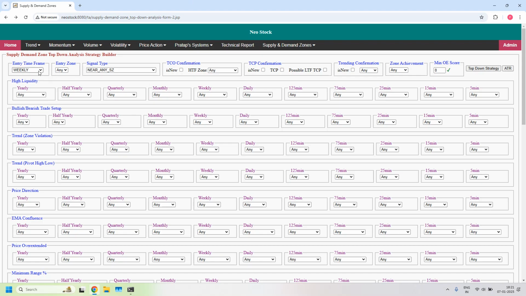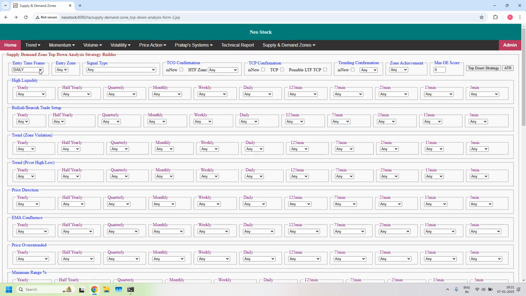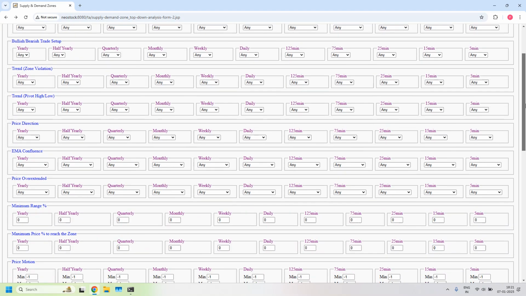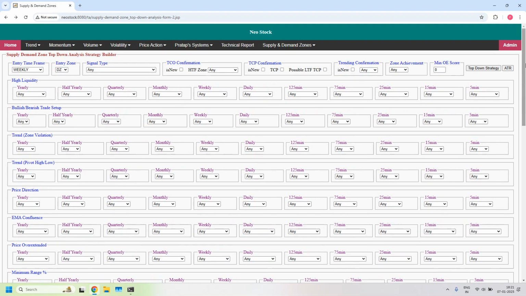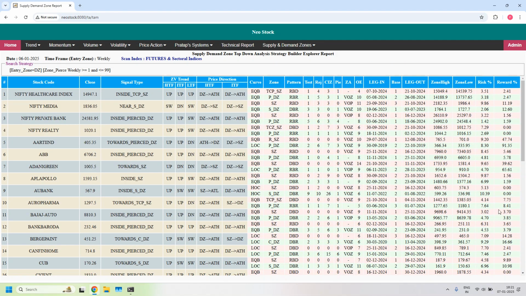Next, weekly time frame, should be demand zones, and weekly demand zone should be pierced. So at pierced count, weekly time frame, I am setting minimum value 1, maximum value 99. Let me filter. So we got a big list.